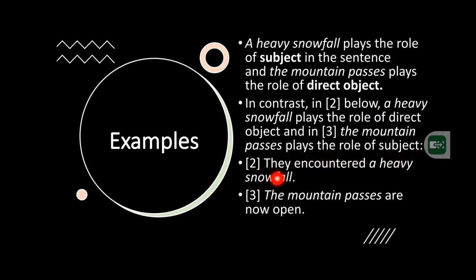For example, they encountered a heavy snowfall. So a heavy snowfall here plays the role of a direct object, right? And here we have encountered, which is a verb. Here we have a word that is a subject: they. They encountered a heavy snowfall. Another example: the mountain passes are now open. Now here you can see that the mountain passes was used previously as an object, and here we are using the mountain passes as a subject, with are now open, right? So you can even change the role of the same word. We can use it as a subject and we can use it as an object.